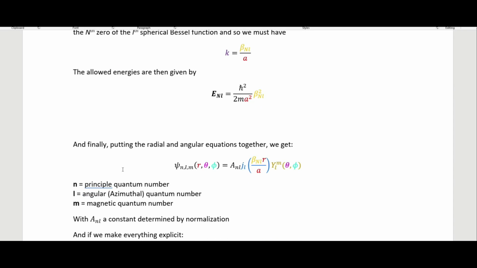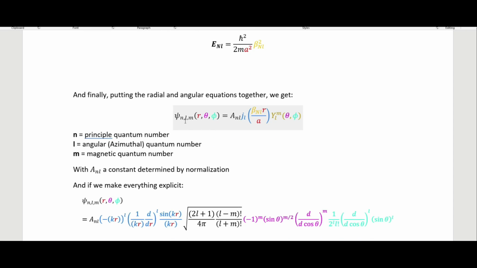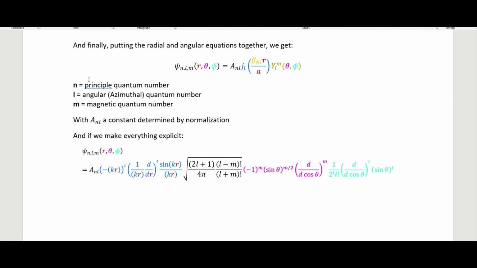If we put that together with our spherical harmonics, what we end up with for the solution to our wave function as a function of the radial and the two angular parts is equal to this A sub nl, which is a constant determined by normalization, times our spherical Bessel function times our spherical harmonic here. The n down here is our principal quantum number, the L is our angular or azimuthal quantum number, and m is the magnetic quantum number.